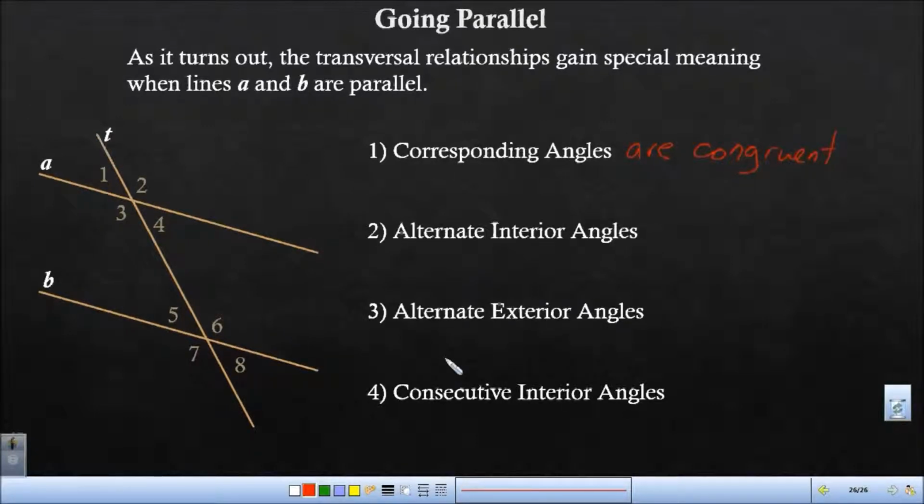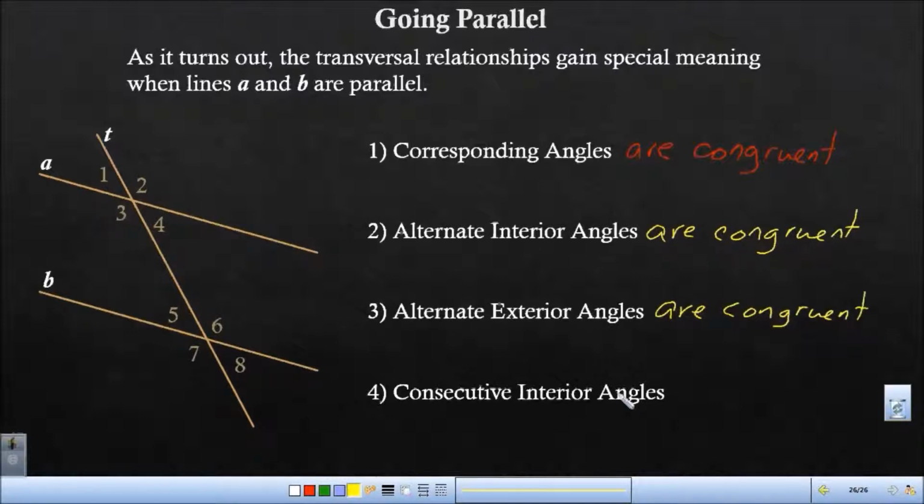Actually, I'm going to switch colors here. I like the yellow better. Alternate interior angles are congruent. Alternate exterior angles are congruent. And consecutive interior angles are... notice how I moved? They're supplementary. They are not congruent. You can actually tell that by looking at them.